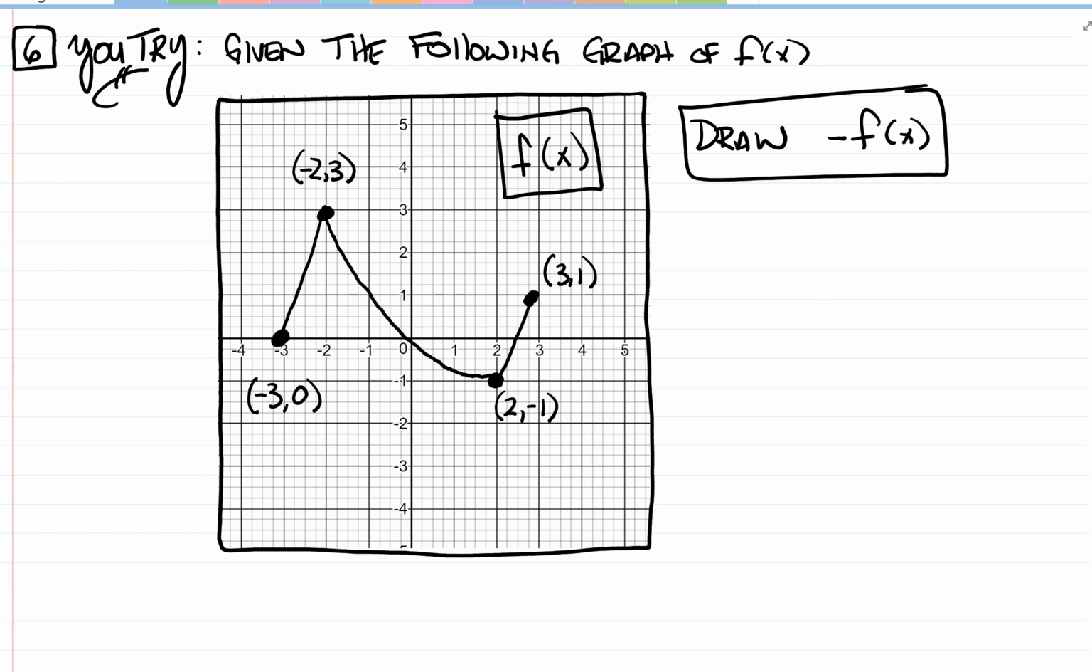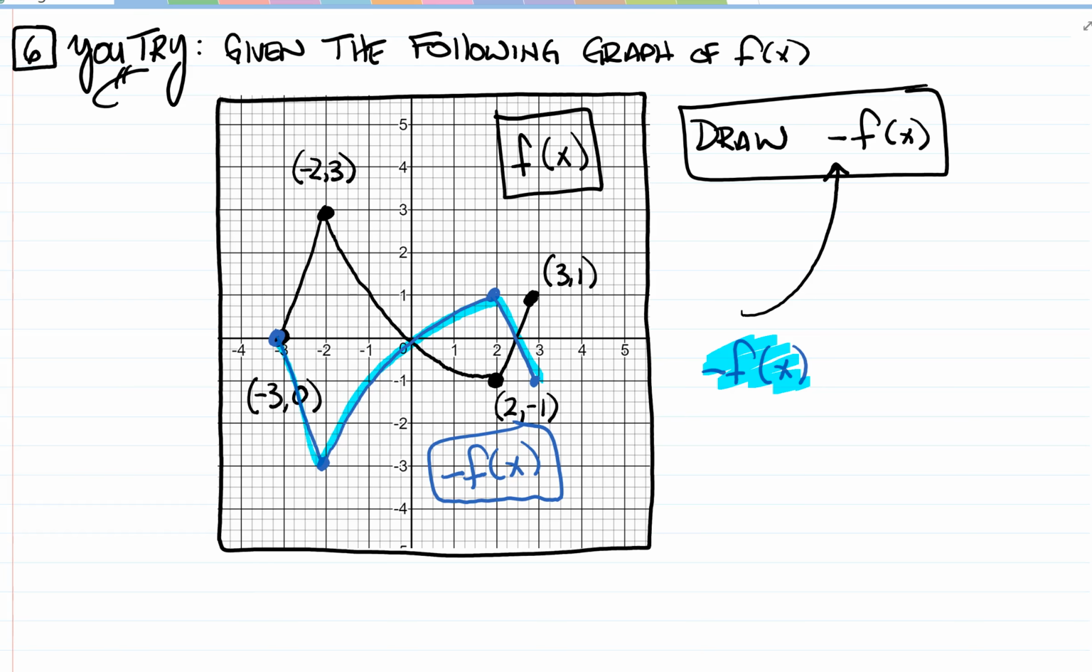Okay, so box number 6 is a U-try, and you're going to have to just do this one in your notes. All right, so I have this graph here for you. I have 4 points on my graph, which I'm calling f of x. Your challenge in box number 6 is to draw the negative of f of x. So what is that negative on the outside going to do? Look back to box 5 if you need help, and show me your notes tomorrow in class.